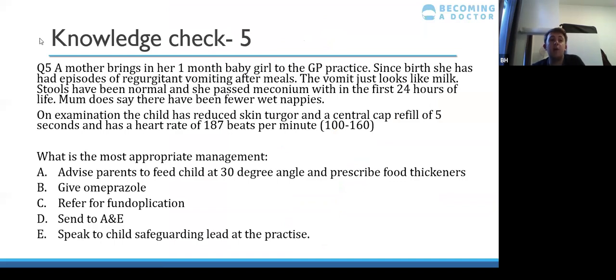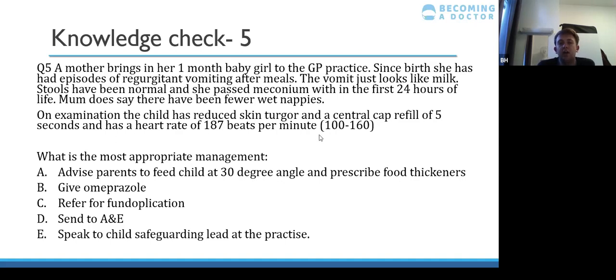First question: a mother brings her 1-month-old baby girl to the GP practice. Since birth, she has had episodes of regurgitative vomiting after meals. The vomit just looks like milk. Stools have been normal, and she passed meconium within the first 24 hours of life, which is normal. Mum says there have been fewer wet nappies. On examination, there's reduced skin turgor, a capillary refill of over 5 seconds, and a heart rate of 187 beats per minute, which is above the normal range.